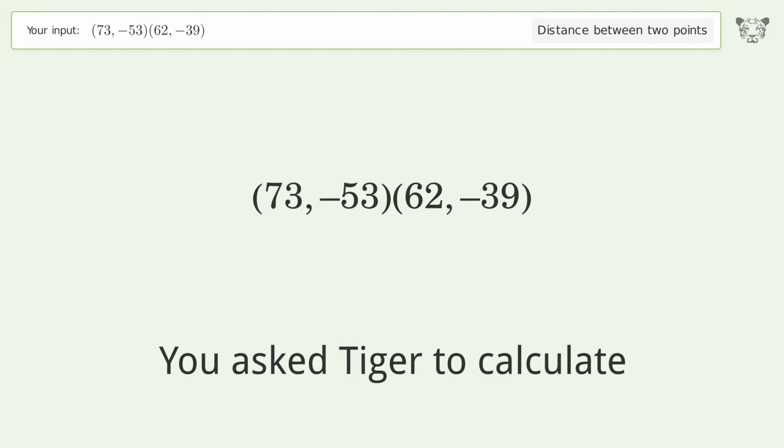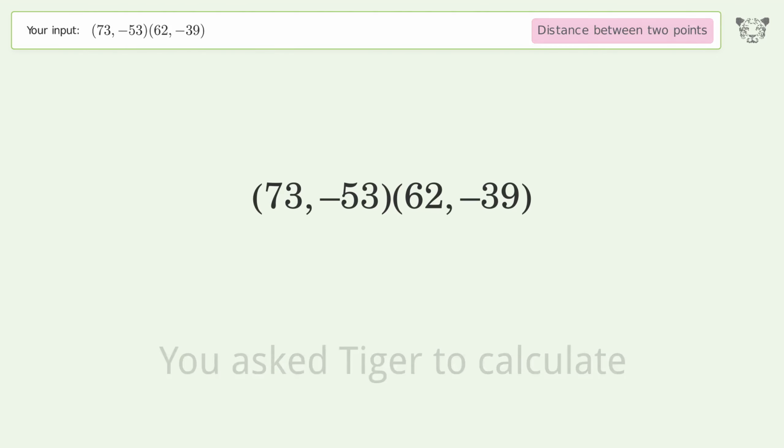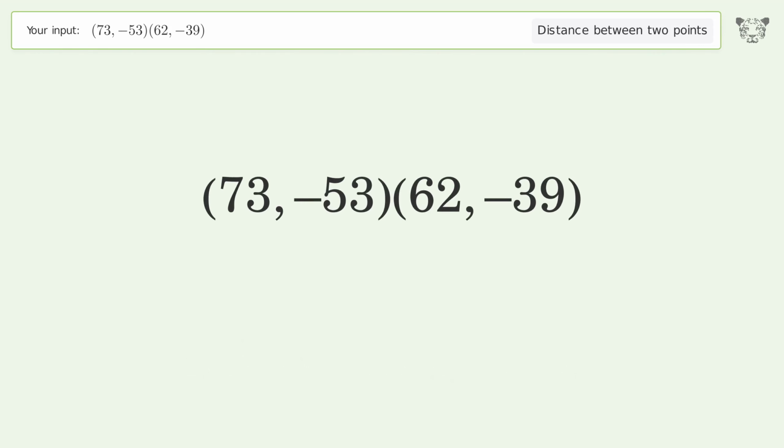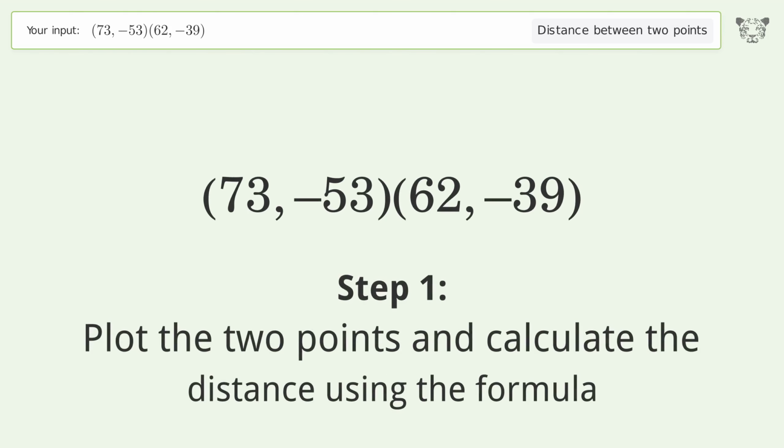You ask to calculate the distance between 2 points. The distance between the 2 points is the square root of 317, or 17.804. Let's solve it step by step. Plot the 2 points and calculate the distance using the formula.